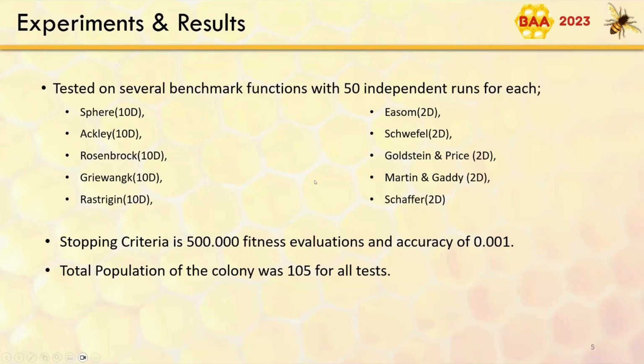So we tested this algorithm on 10 different benchmark functions with 50 independent runs. We used both 10-dimensional and 2-dimensional functions here. As you can see from the slide, Sphere, Ackley, Rosenbrock, Griewank, and Rastrigin were the 10-dimensional ones, and Easom, Schwefel, Goldstein and Price, Martin and Gaddy, and Schaffer benchmark functions are used for testing these algorithms. And our stopping criteria was 500,000 fitness evaluations, or the accuracy of 10 to the power of -3. For all the tests, our total population is 105, which was the best performance of standard BA in the mentioned paper.